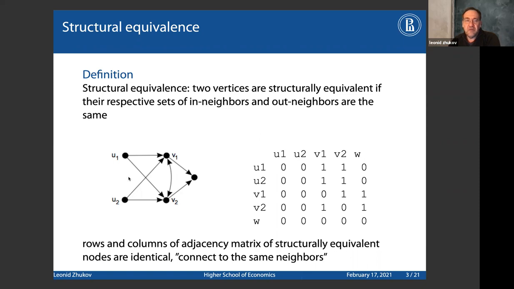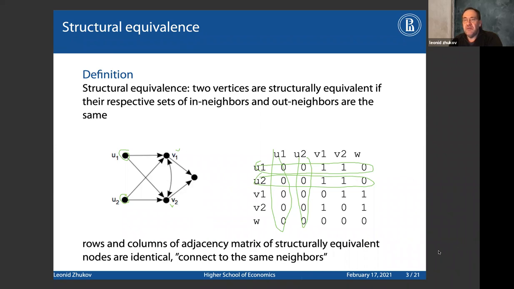Now, if you look at the picture, at this graph, you realize that there are some nodes that are obviously equivalent here, right? We can look at node U1 and node U2. This is a directed graph. So U1 is connected to V1 and V2, and the same is U2, right? So their connectivity pattern is exactly the same. Now, in terms of the matrices, obviously that means the rows and the columns, right? There's no incoming, are the same, okay? So that's called structural equivalence.